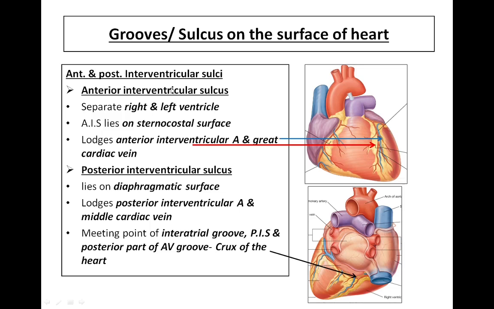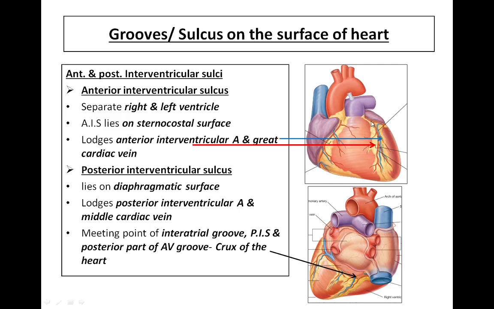Then come to the interventricular sulcus. This interventricular sulcus separates the right ventricle and left ventricle. So in between the two ventricles, we have a groove or sulcus that is called the interventricular sulcus. Now, this is the anterior part of the interventricular sulcus, which lies on the anterior surface or sternocostal surface. Now, what structures lie here? The red one is artery and the blue one is vein. So it is the anterior interventricular artery, a branch of the left coronary artery.